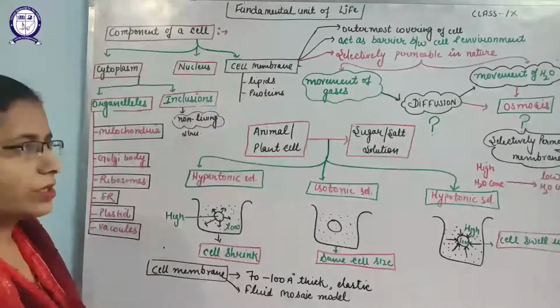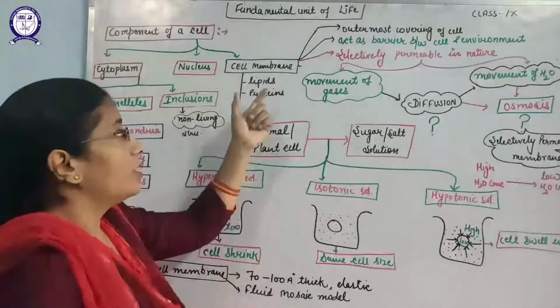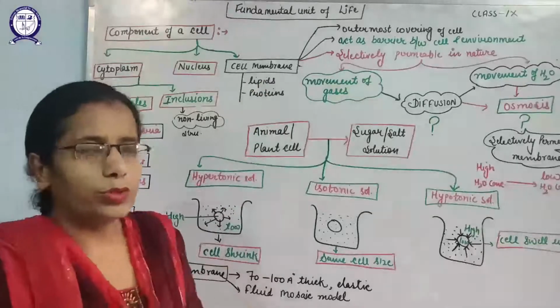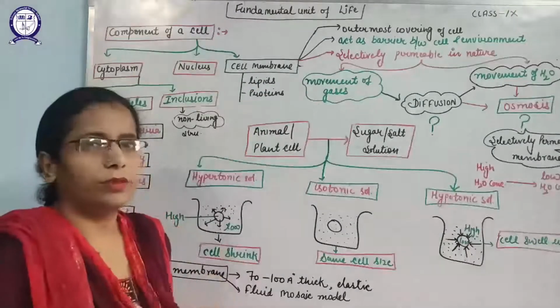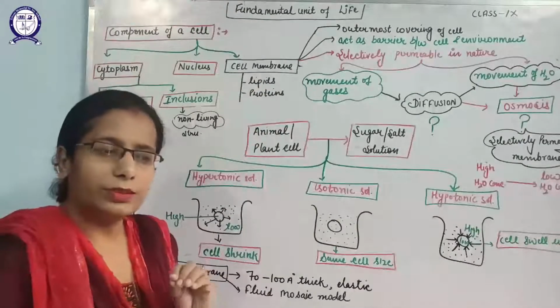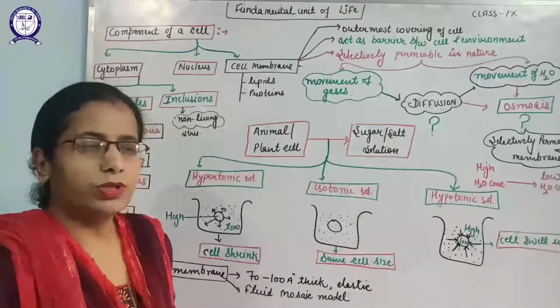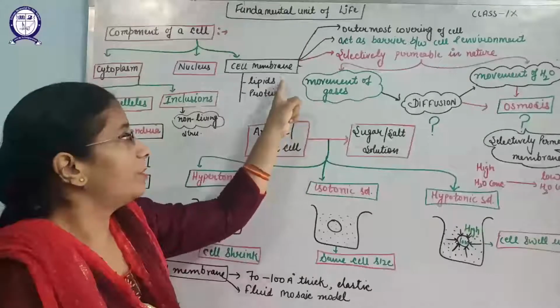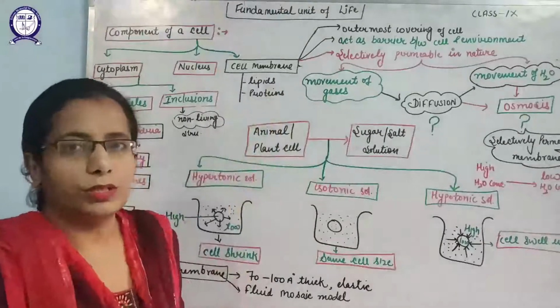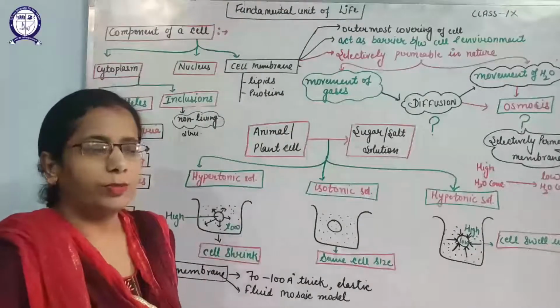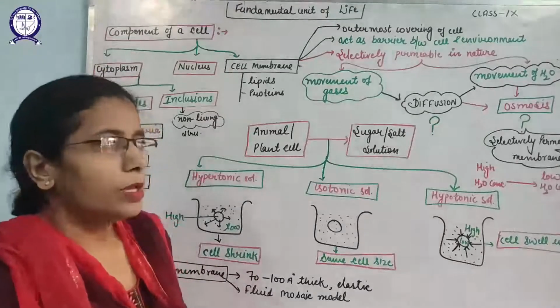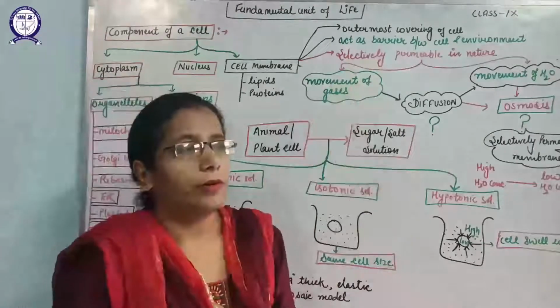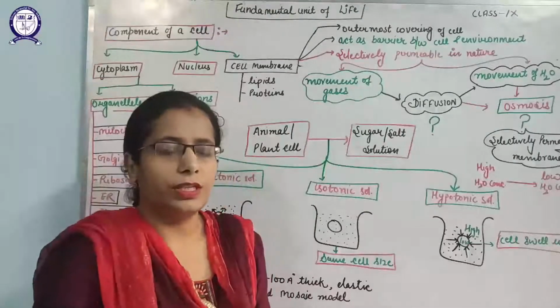So today we are going to discuss the cell membrane. Cell membrane is the outermost covering of the cell, and it is found in all organisms because it is the covering of the cell. It is made of two parts: first is lipids and second is proteins. So we can say the cell membrane is made up of lipoproteins.